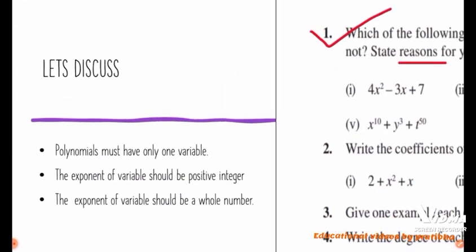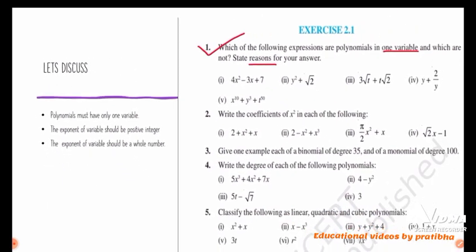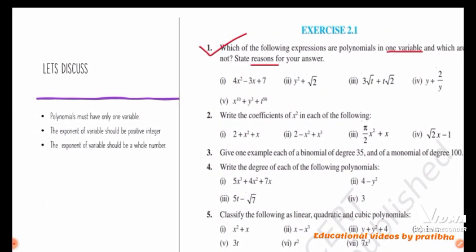So let's first discuss the reasons that we need to check. First, we have to check that the polynomial must have only one variable. Second, we need to check that the exponent of the variable should be a positive integer. Whatever the exponent is, it should have a positive value. And the exponent of the variable should be a whole number. It cannot be a negative integer.